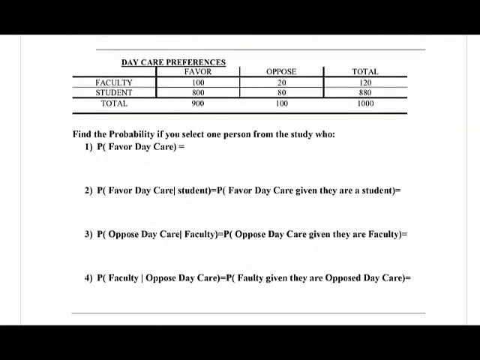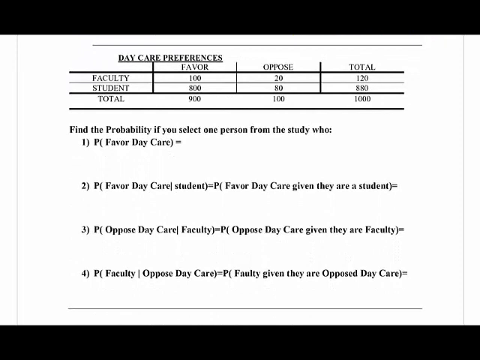So we're going to now use a chart to answer the next questions. Find the probability if you select one person. Number 1 says favors daycare. So remember again, success over total. In this case, there's no conditions on it. So we look at our total number in this survey, which is here, 1,000, and how many of those favor daycare, and we should see that that is 900, which simplifies down to 9 over 10.